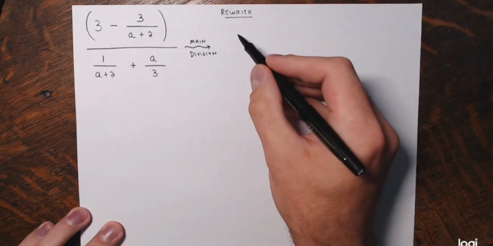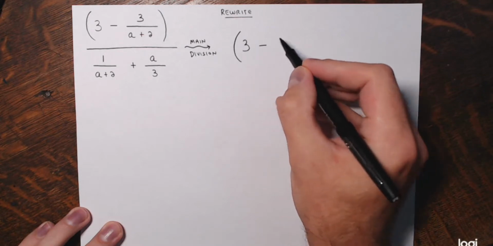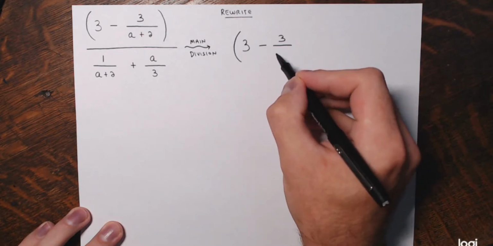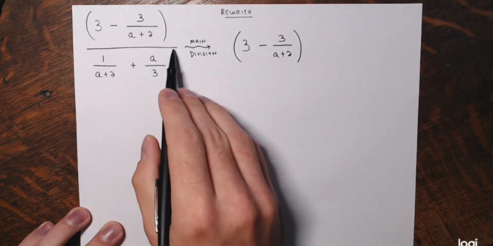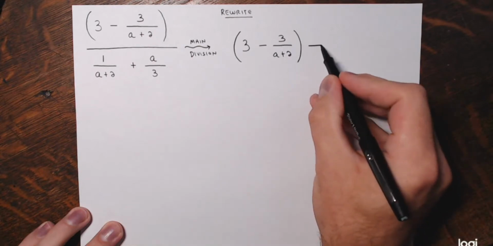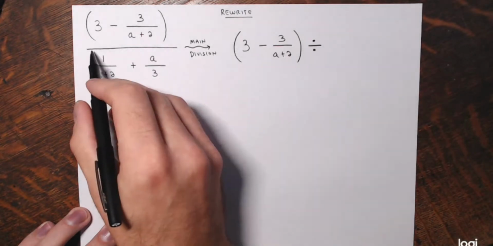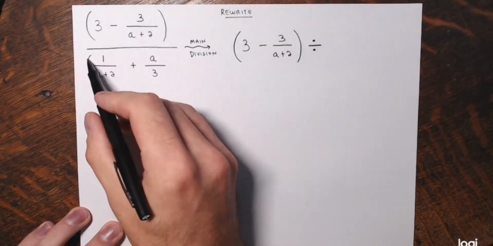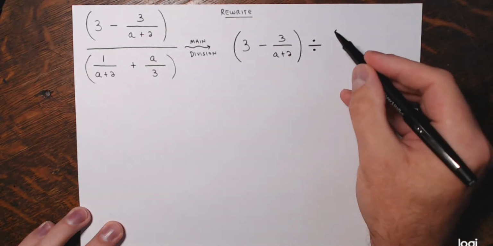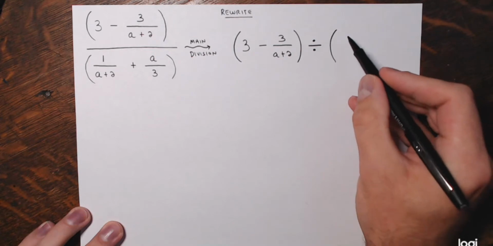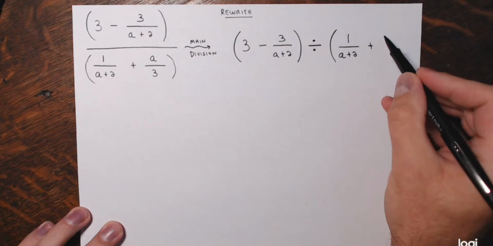that's the numerator. I'll write that first. So in parentheses, 3 minus 3 over a plus 2. And then we have division. I'm going to change this to the division symbol. This division symbol represents the main fraction bar. And then everything below the main fraction bar is what I'm dividing by. So the quantity, in parentheses, 1 over a plus 2 plus a over 3.